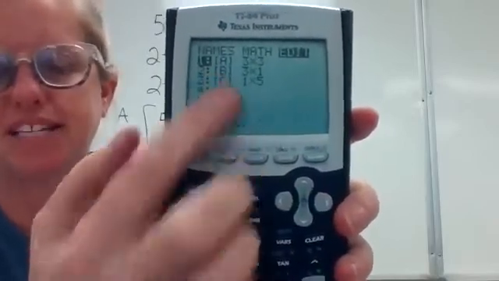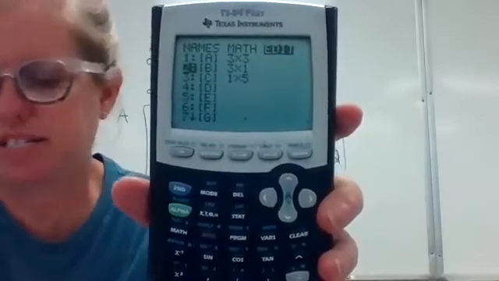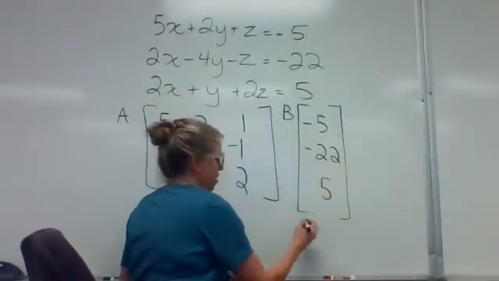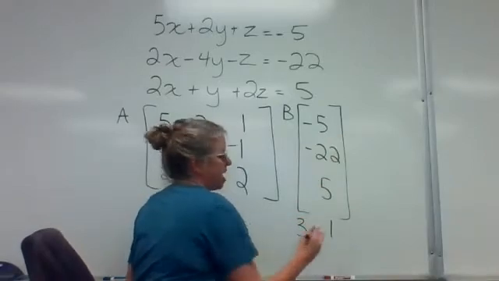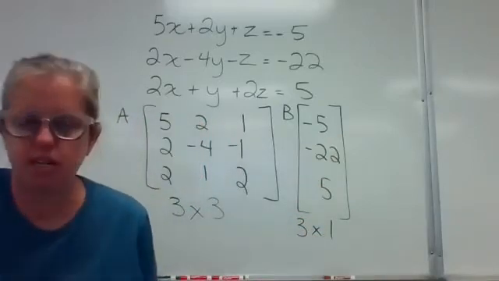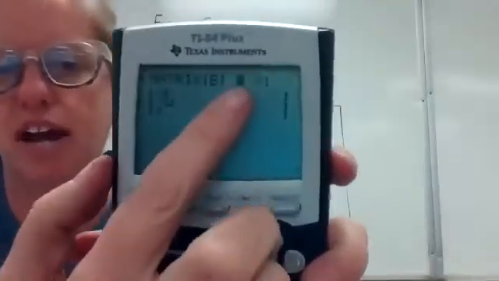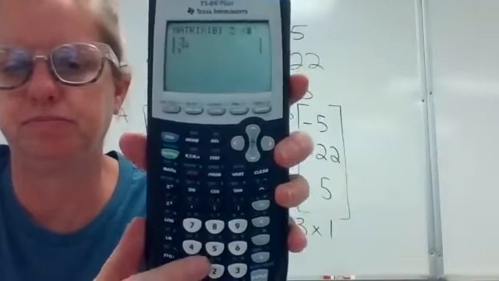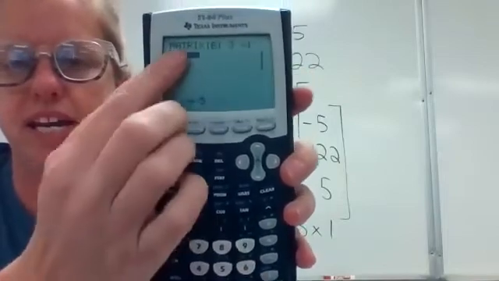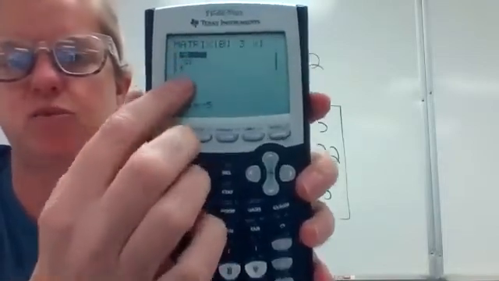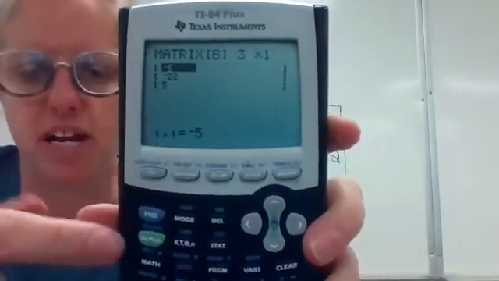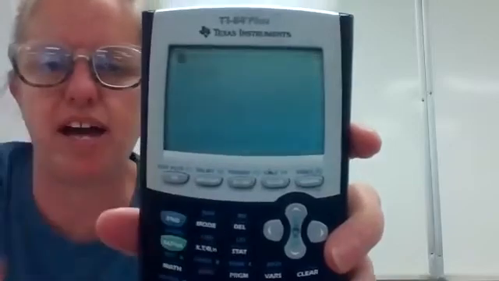Go down to B this time to make your B matrix. So let's see, this one has 3 rows and 1 column. So you need to tell that to your calculator. 3 enter, 1 enter. And then enter the -5, the -22, and the +5. And then quit again. So second, quit.